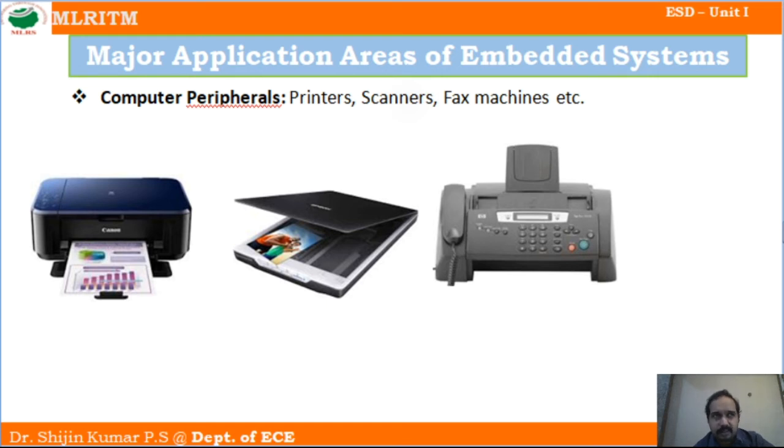Then scanner. What is the use of a scanner? We have a hard copy of some document and we want to convert it into a soft copy, a computer file. Then we will use a scanner. Then fax machines. If you put a document, a hard copy of printed paper, in the fax machine, at the other end it will be received. These are all embedded systems, controlled by microcontrollers.